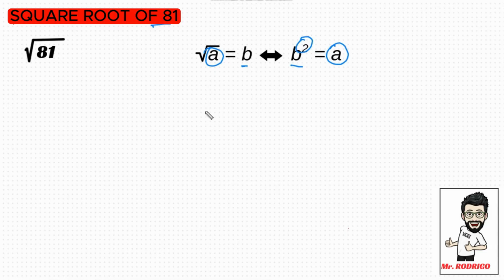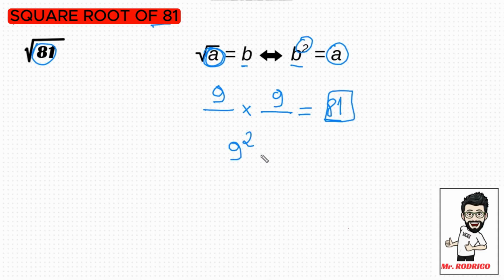I need to identify which number, when multiplied by itself, equals the value inside the root. In this case, 81. So what number do I multiply by itself to get 81 as the result? That number is 9, because 9 times 9 equals 81. Or to put it simply, 9 squared equals 81, just like our definition here.